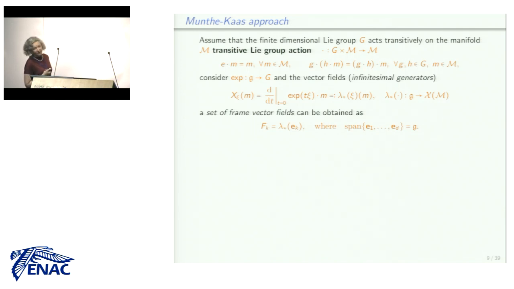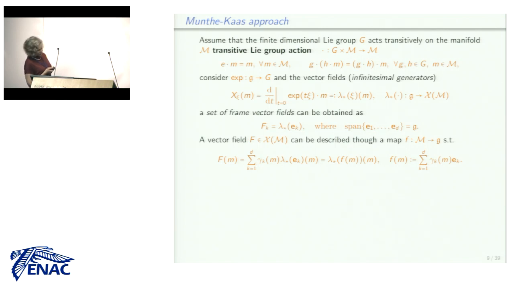And with this, what you can in fact do is to create a set of frame vector fields. So by just taking any basis of the Lie algebra and transforming this basis by means of this linear map, you get a set of frame vector fields. So you can go back and do the methods of Crouch and Grossman if you like.